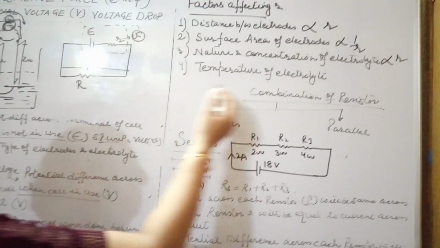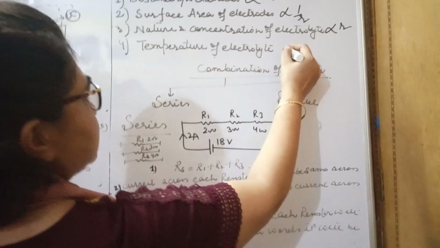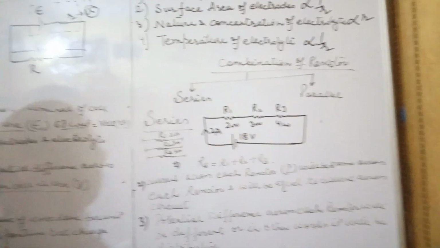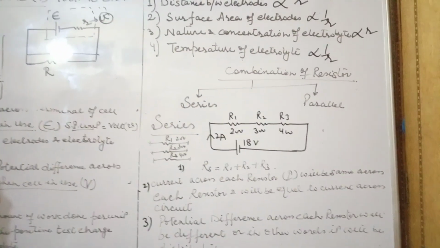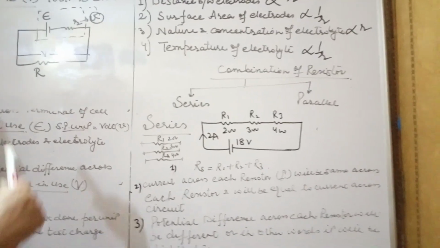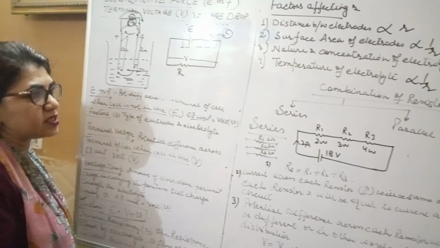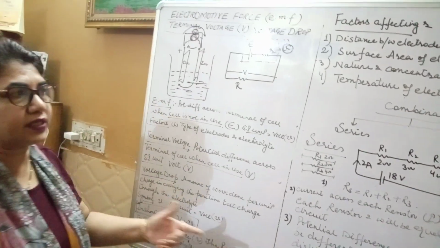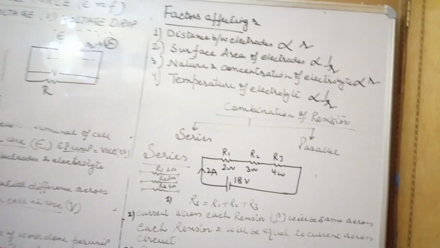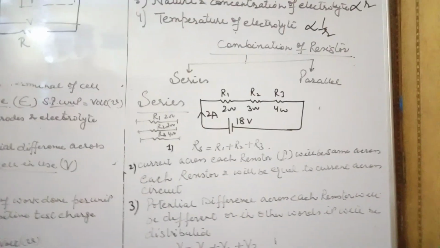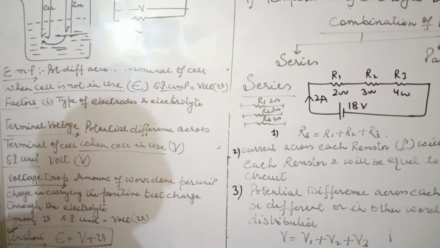Next is temperature of the electrolyte. Inversely proportional. How? When we increase the temperature, the concentration of the electrolyte will decrease. Means it will become dilute. So as a result, when temperature increases, internal resistance will decrease. So this is all about your EMF, terminal voltage, voltage drop and internal resistance. That is the basic idea.